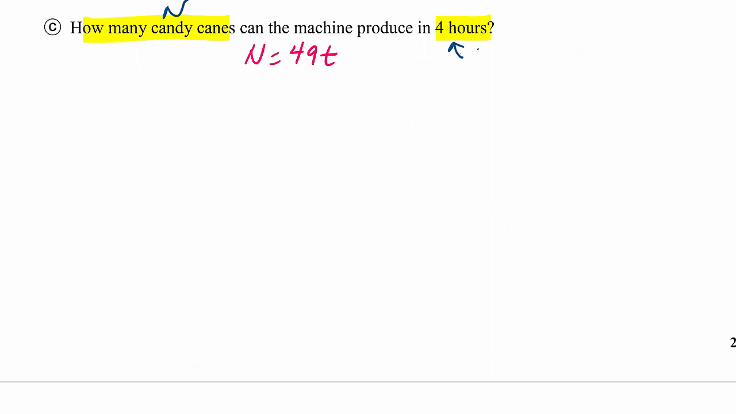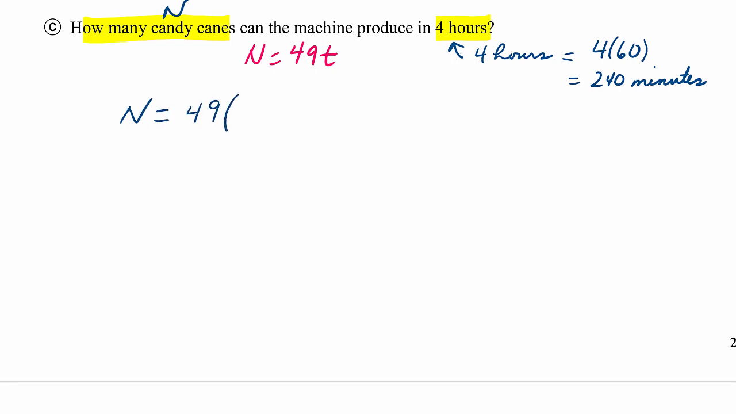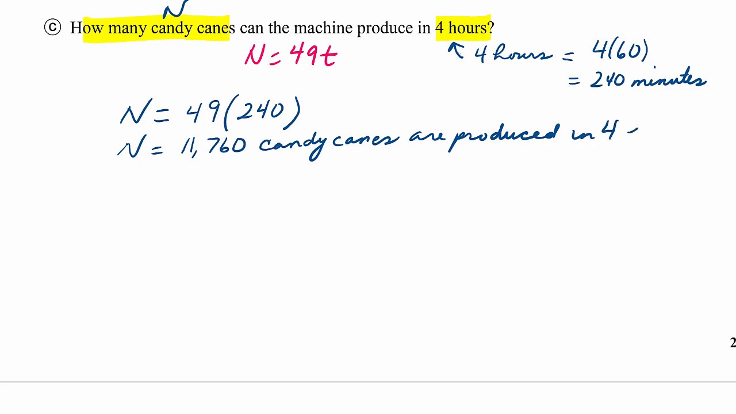So we need 4 hours changed to minutes. So how do we figure out minutes? We multiply 4 times 60, right? 60 minutes in an hour. So that's 240 minutes. So before we get a chance to use our equation, we need to make sure that our input is in the correct units. And so now we need 240 here and multiply 49 times 240. And so we get n equals 11,760 candy canes produced in 4 hours. Good job.